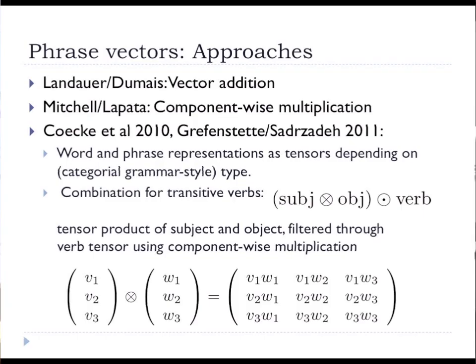And what they propose for transitive verbs is as follows. We have, for the verbs, tensors that describe co-occurrences of subjects and objects. And in order to describe the meaning of the phrase that consists of a verb and a subject and an object, you do a tensor product of the subject and object, so you combine subject and object, and then do component-wise multiplication to filter the general meaning of the verb through this particular subject and object, in a way. So you have one tensor that describes the whole subject-verb-object combination.